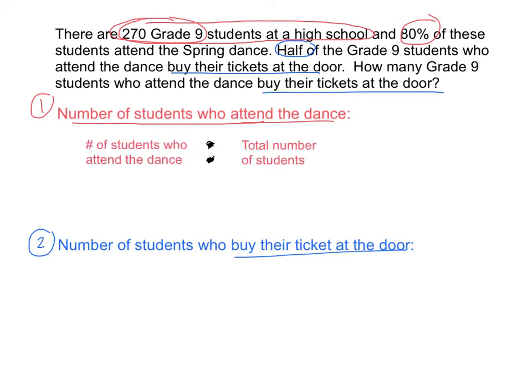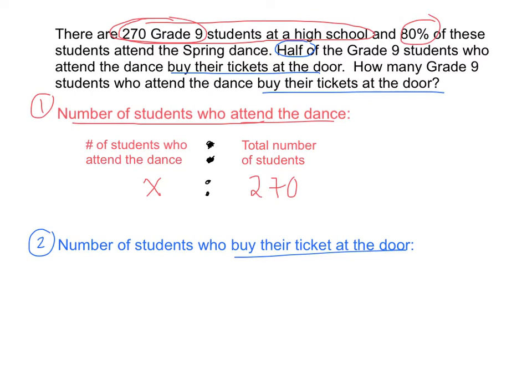So, let's fill in the missing numbers. How many students attended the dance? We don't know that information, do we? So let's give this unknown information a variable. Let's let x represent the number of students who attend the dance. Do you know the total number of grade 9 students at the school? Right, 270.